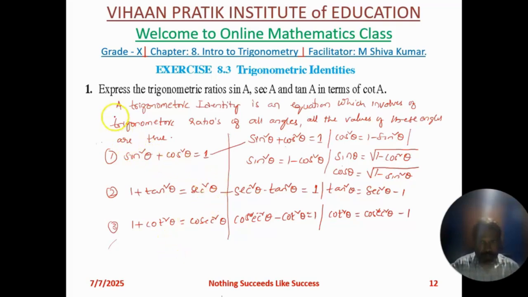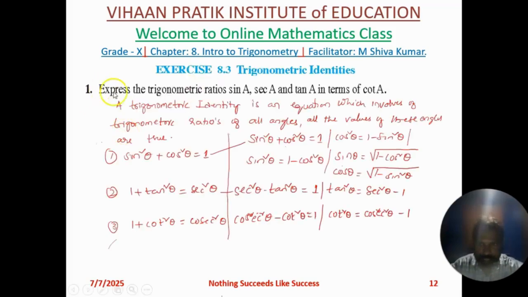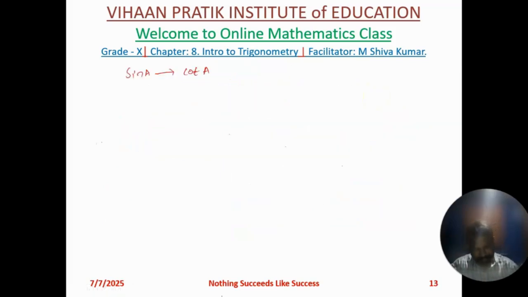Right. Now here the question is, express the trigonometric ratios sin A, secant A and tan A in terms of cot A. So we need to write sin, secant and tan all in terms of cot A. So first we'll write sin A in terms of cot A. This is what the question is: express the trigonometric ratios sin A, secant A and tan A in terms of cot A. Okay, right.